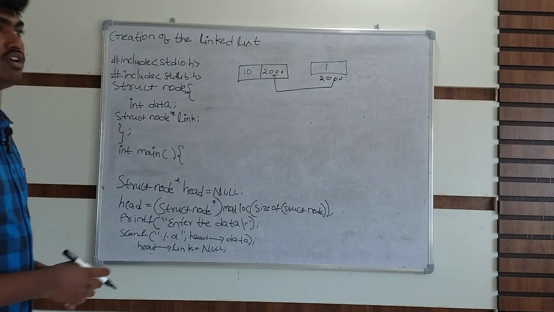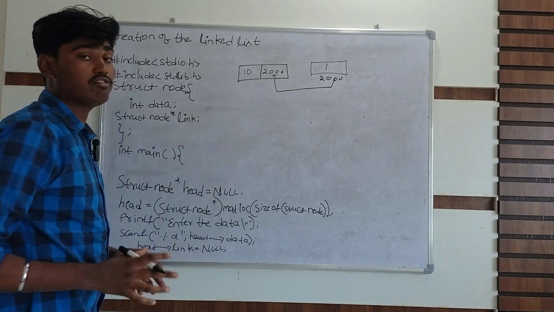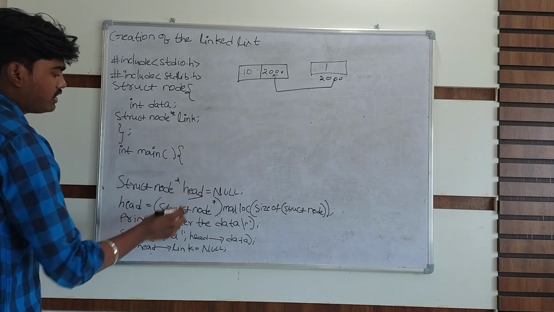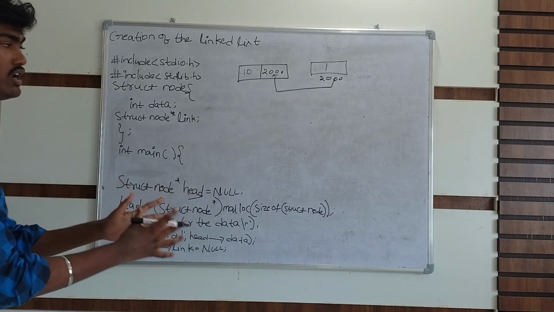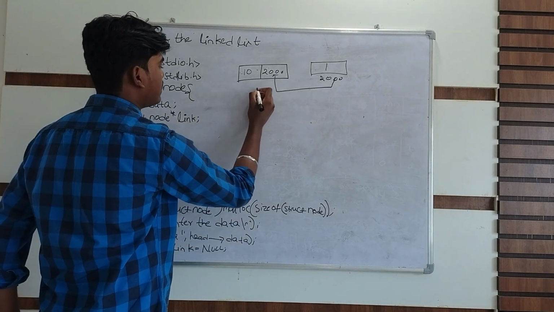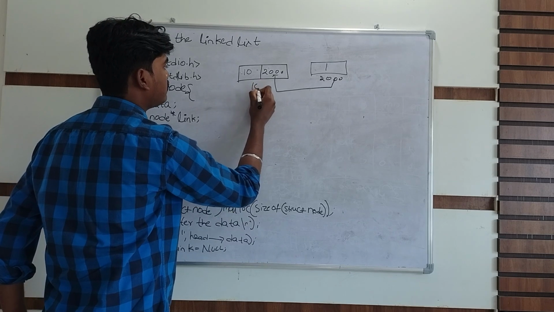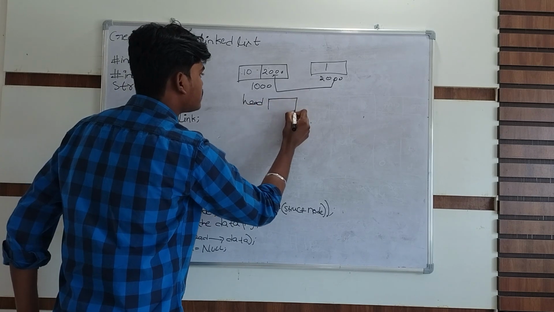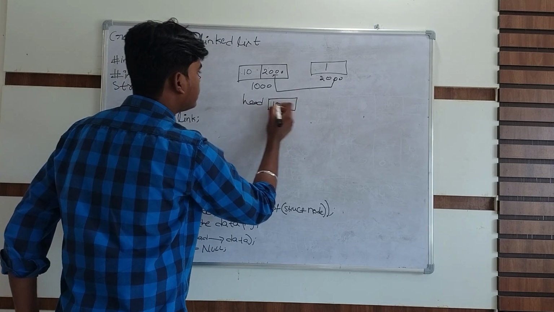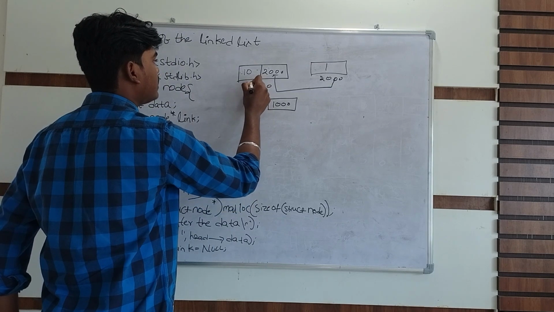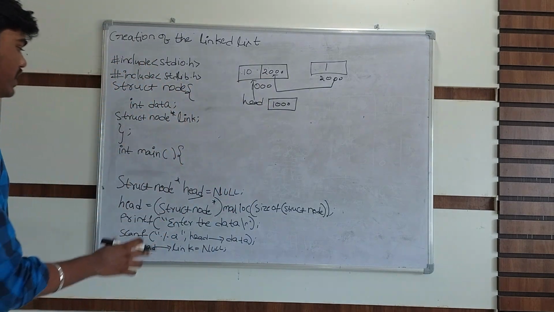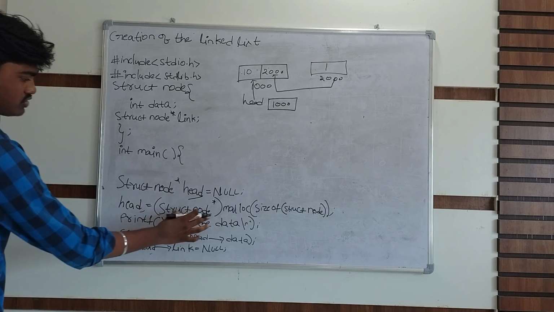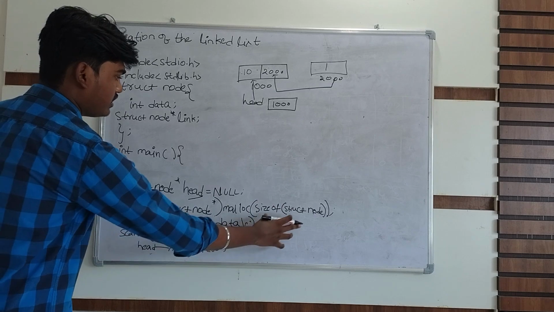Now we have one doubt. Where will the first node address be stored? Here we are creating one head. Head is a pointer. It will store the first node address. Suppose the first node address is 1000. The head will store the first node address. So head contains the first node address. We have to create one. We are allocating the memory dynamically: head equal to struct node malloc size of the data type.